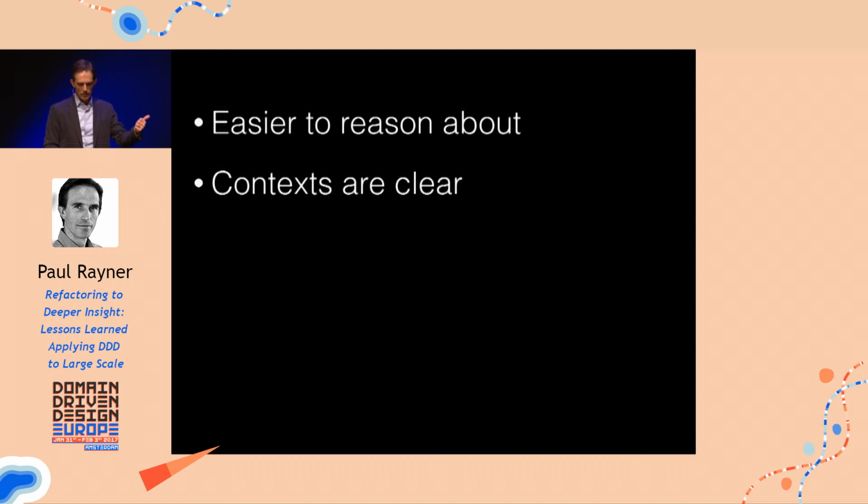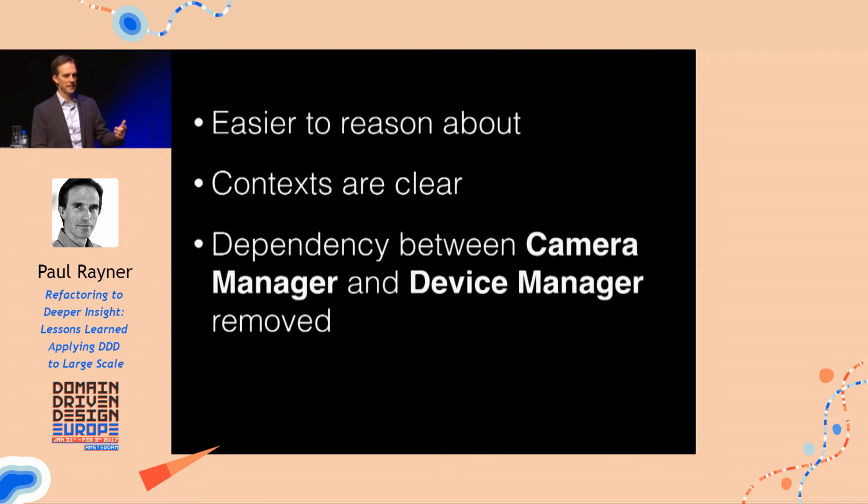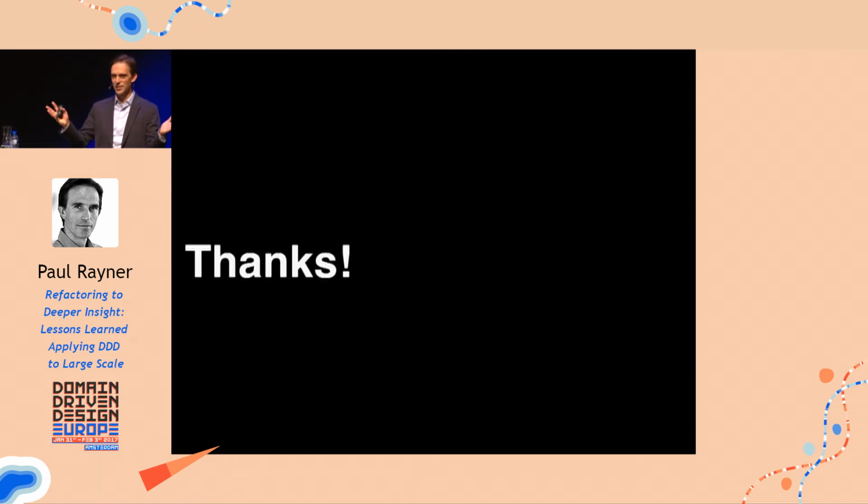So, easy to read about, reason about, contexts are clear. And the other thing we were able to do is to take that dependency between the camera manager and the device manager and eliminate that because we simplified it down. We focus the camera manager on things that are only concerned with cameras. And that's the talk. Thank you.